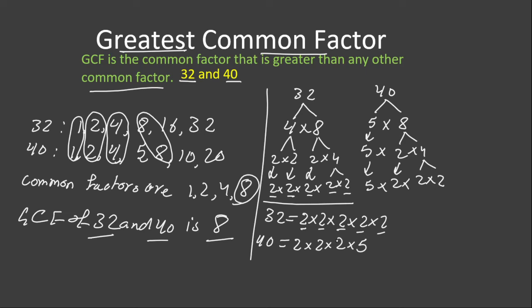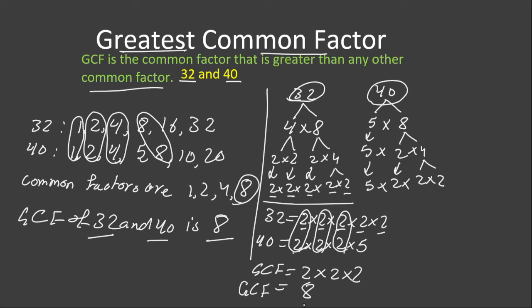And then we identify the common prime factors here. We have one group of 2, we have the other group of 2, and we have this group of 2. So we have 3 sets of 2 as the common factor. Now the GCF of the two numbers will be equal to 2 times 2 times 2. We find the product of each set of common factors. So 2 times 2 times 2 is equal to 8. GCF of 32 and 40 is equal to 8.